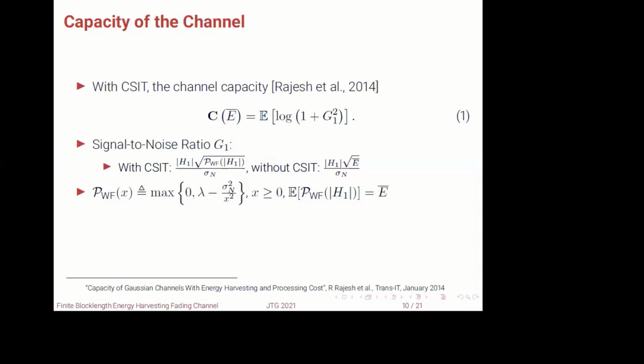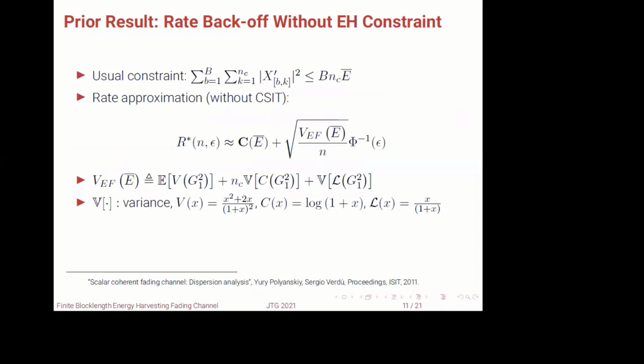Now that is the capacity of the channel. Without the energy harvesting constraint, what is the corresponding finite block length result available? That is provided in this 2011 work by Polyanskiy and Verdú. It says that the rate can be approximated again by two terms, the capacity plus a back off term, and the channel dispersion is given by this expression here.